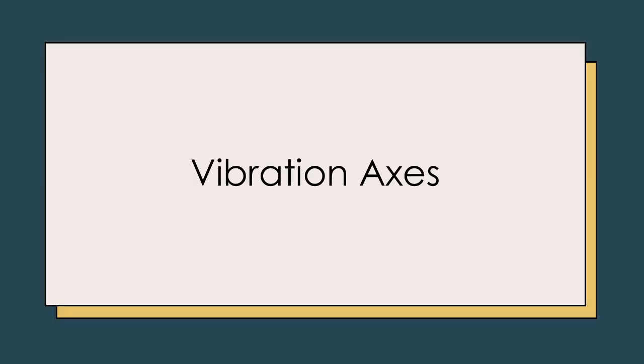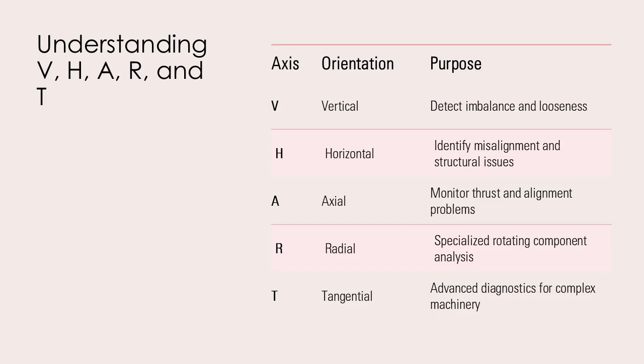Understanding vertical or V, horizontal or H, axial or A, radial or R, and tangential or T. Vibration measurements are typically taken along multiple axes to capture the full dynamic behavior of machinery. The common axes include vertical or V, horizontal or H, and axial or A, which correspond to directions relative to the shaft. Radial or R and tangential or T axes are used in specialized applications for rotating components.